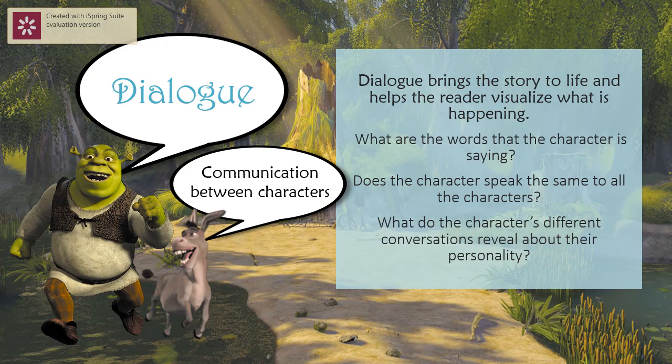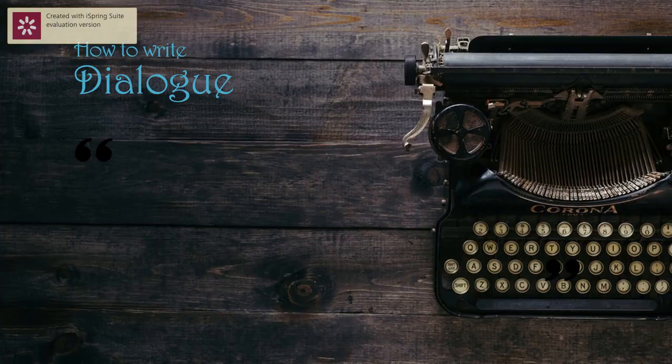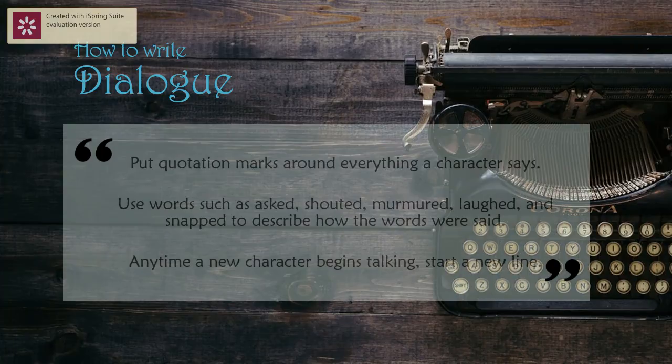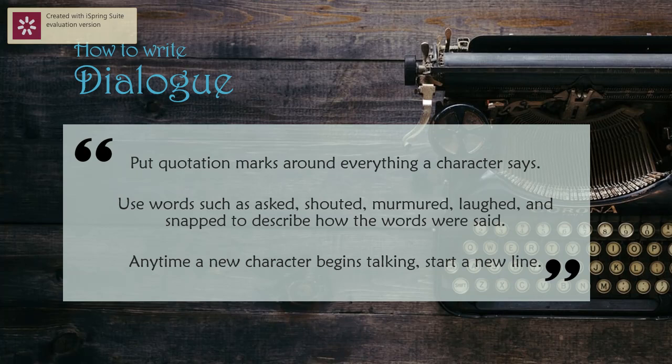Once we know what the characters are going to say, how do we write dialogue? First, remember to use quotation marks around everything that a character says. Use words like asked, shouted, murmured, laughed, and snapped so the reader knows how the words are said. When a new character begins speaking, start a new line.